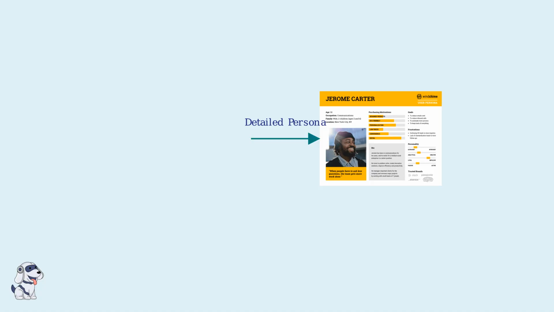This persona gives us demographic information, goals, and basic characteristics. But to truly understand Jerome, we need to go deeper into his thoughts and feelings. This is where empathy maps become invaluable.